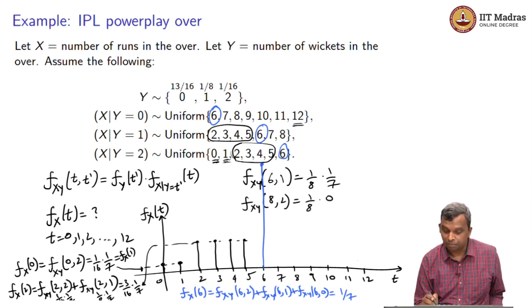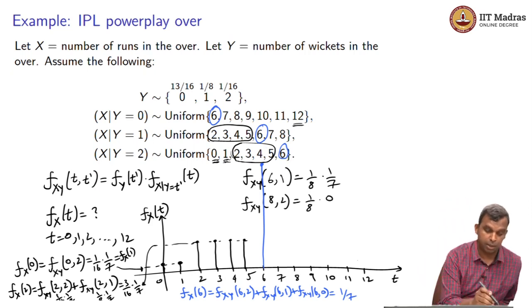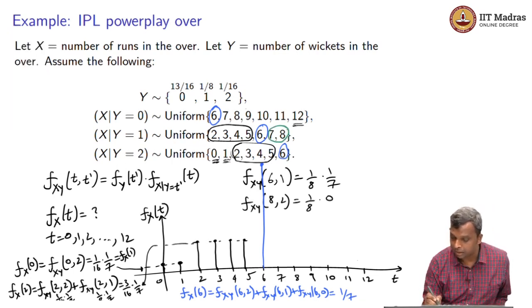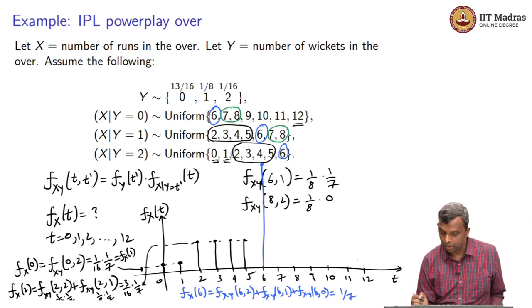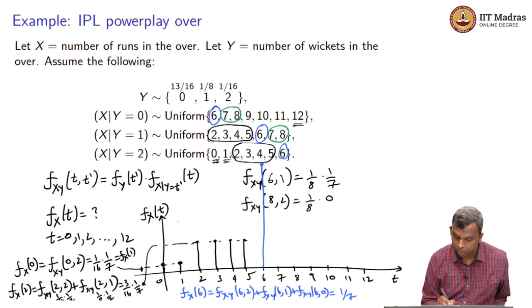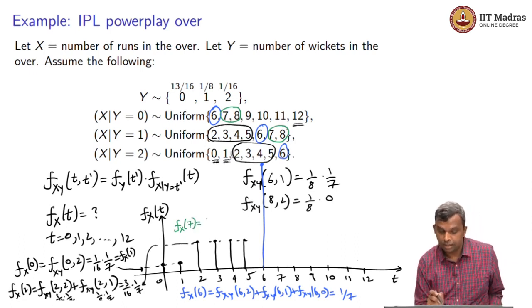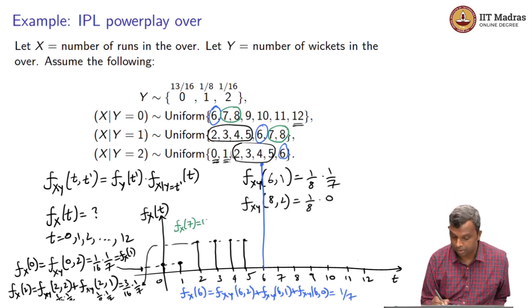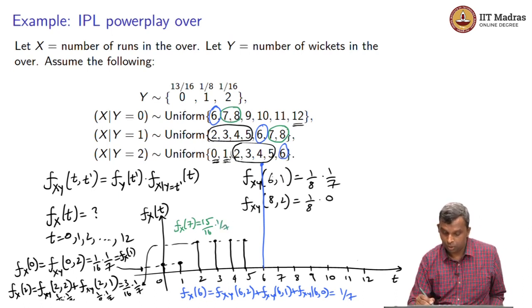So, now let us come back to 7 and 8. So, maybe I will use a different color here. 7 and 8 are here and here, okay. So, that will go as, if you were to do fx of 7 or 8, you will get 13 by 16 times 1 by 7 plus 2 by 16 times 1 by 7, that is 15 by 16 times 1 by 7, isn't it? Okay. So, that is a lot of height here.